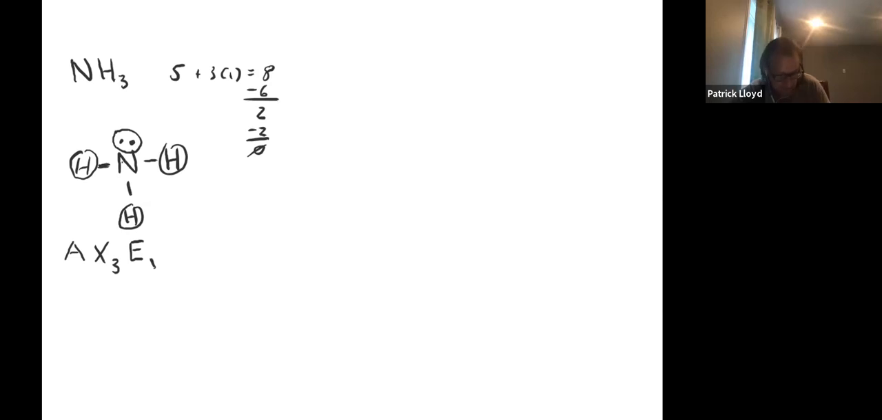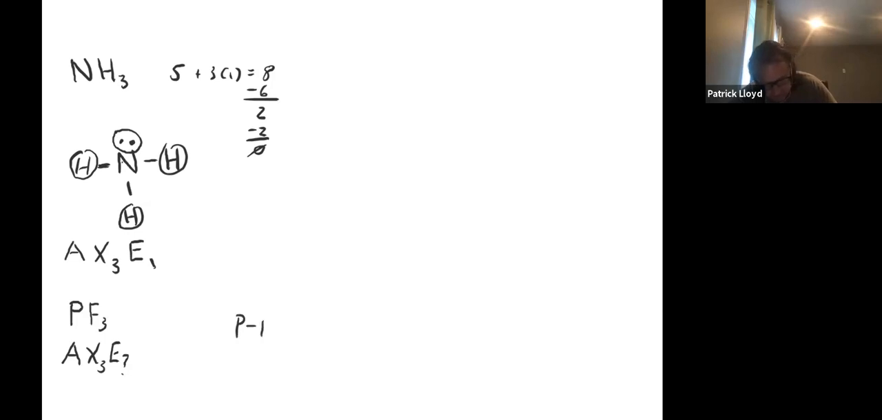Let's look at another one. Let's do PF3. Well, first of all, you know part of it already. You know that it's got a central atom and 3 surrounding atoms, so you've got that. The only question is, does it have any lone pairs? So how do you figure out if it's got lone pairs? You've got to draw the Lewis structure, right? So let's draw the Lewis structure for this one.